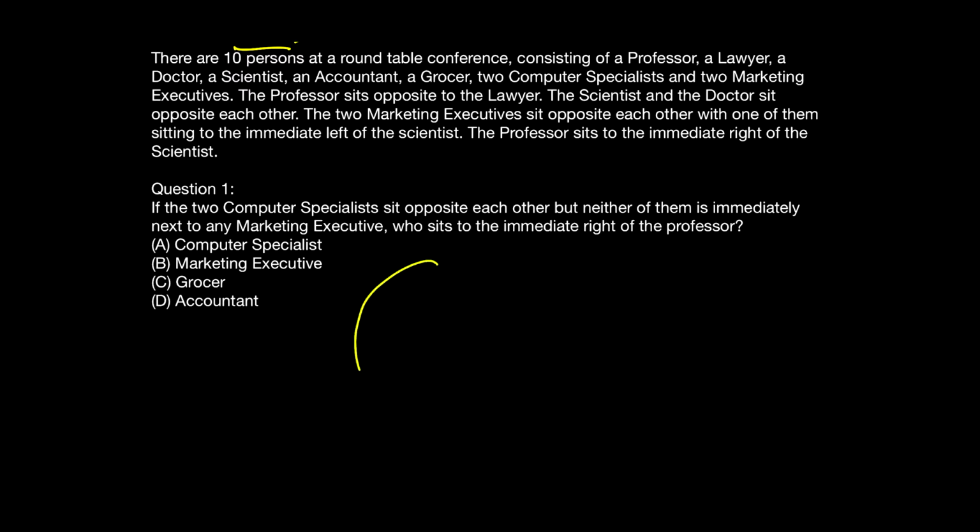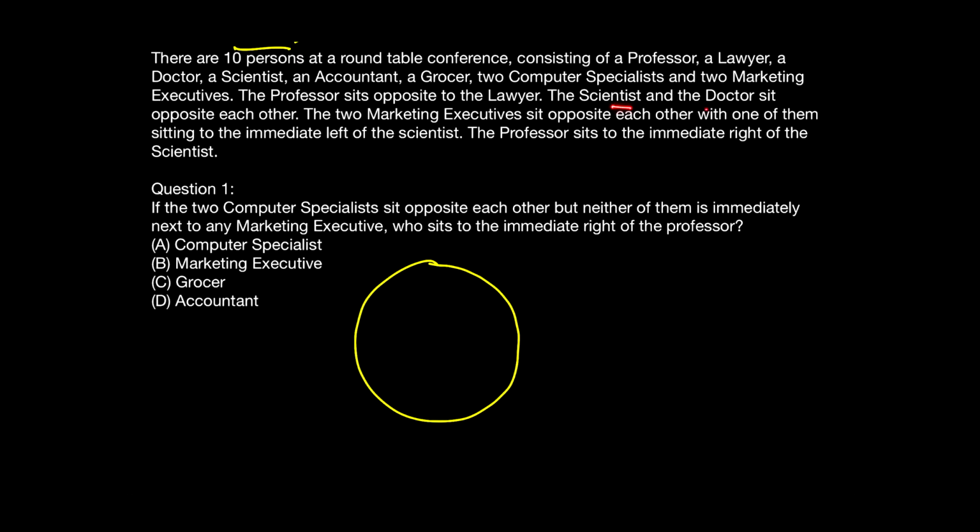Here also we have to get started with our own assumption, provided here the things can turn different. Different in the sense that I can make any person sit anywhere, and with respect to that person I can change the positions. Now for that you have to find the person who is involved the maximum number of times. Like if I check, we are talking about one professor, one lawyer, then one doctor, one scientist, one accountant, one grocer, and then two computer specialists and two marketing executives. And it's mentioned that the professor sits opposite to the lawyer, but let's see if we have more information about the professor or the lawyer.